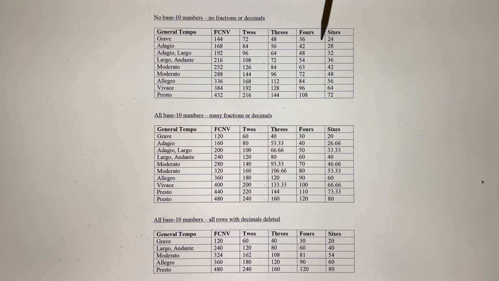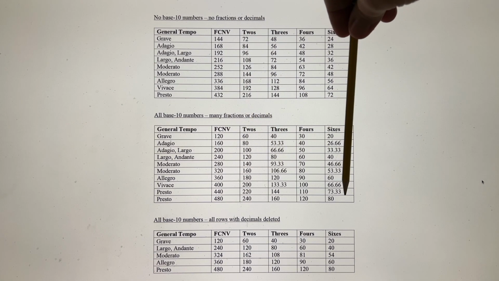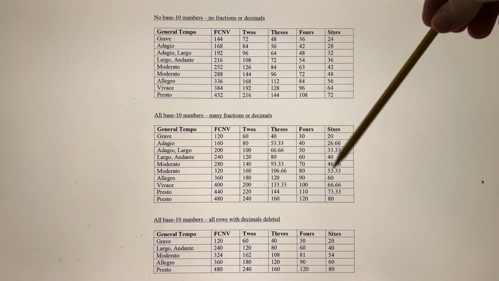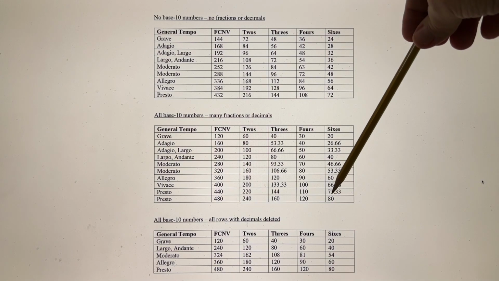notice in this matrix here, something: there are no base 10 numbers. There are no numbers here with zeros at the end. Now look at this one. They all have zeros, or most of them have zeros, except there are some decimals in there, which I'll explain in a few minutes.